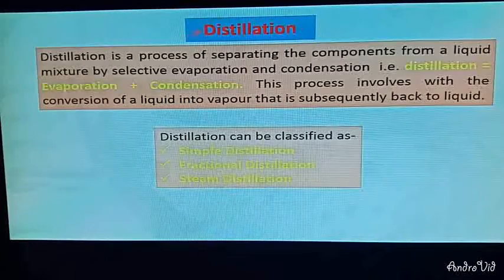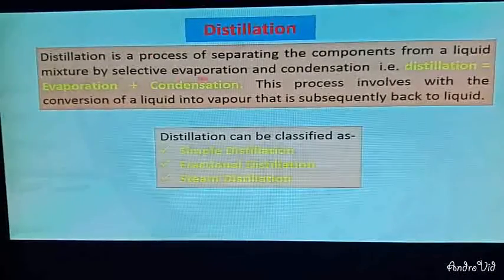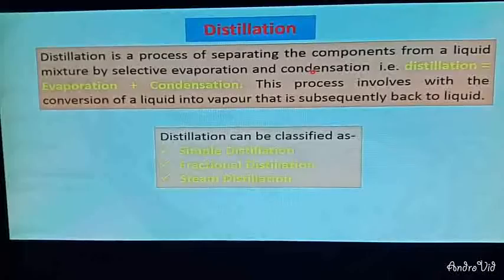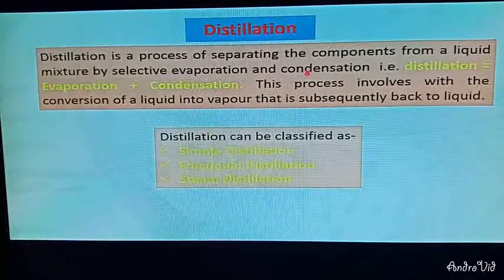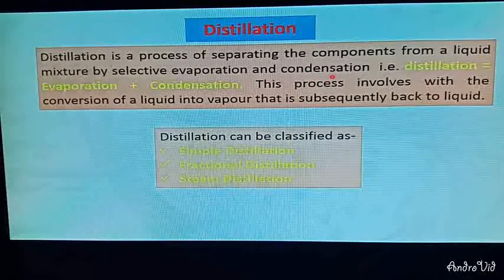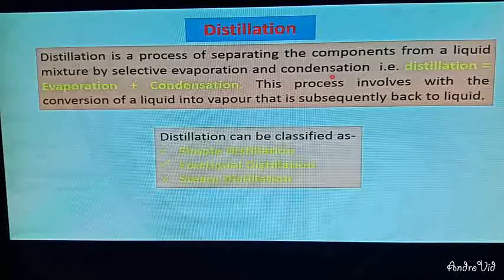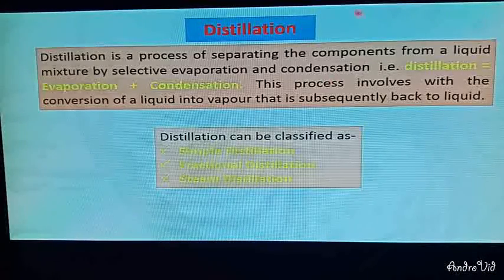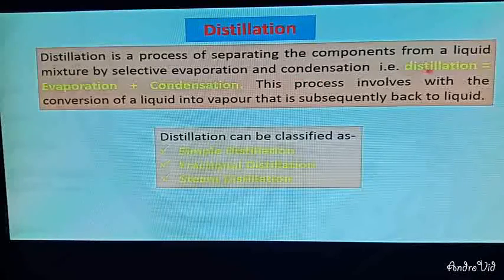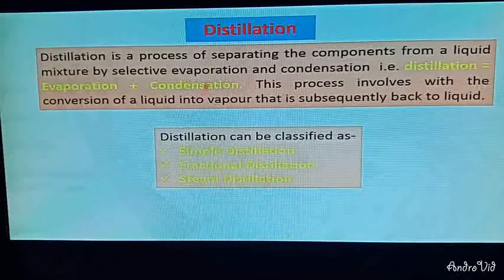Okay, now distillation. What is distillation? Distillation is basically a process of separating the components of a liquid mixture by selective evaporation and condensation. So distillation is a process for the separation of liquid from any solution. We have already discussed crystallization, which involves the separation of solid substances. At the same time, distillation is the process for the separation of liquid substances, and this process basically involves two processes: one is evaporation and another is condensation.